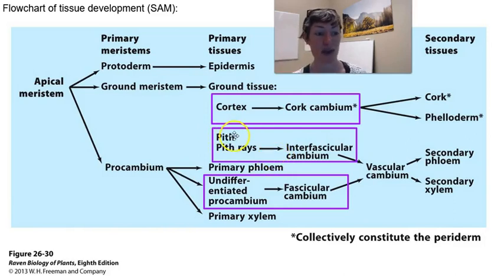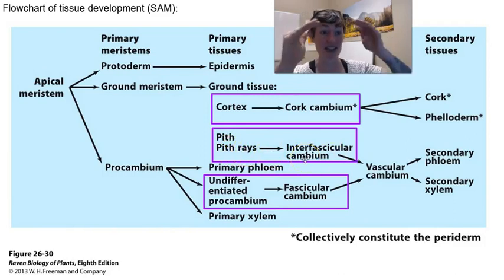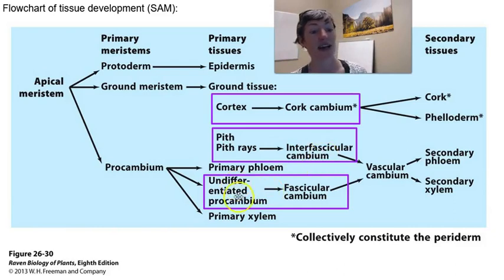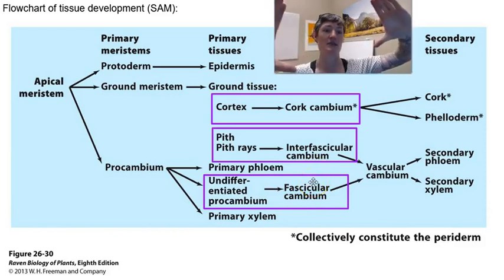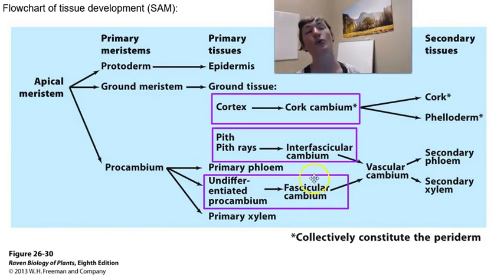So our pith is in the middle, and then our pith rays are going to make interfascicular cambium, which is continuous with the fascicular cambium. We're going to have some procambium left over between the primary xylem and primary phloem. That's called our fascicular cambium. Those two together make a continuous ring that in secondary growth becomes the vascular cambium. Whew. Okay, so we'll talk about this more in our secondary growth lecture.